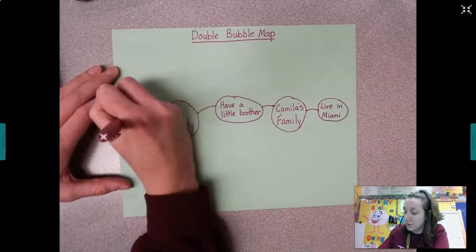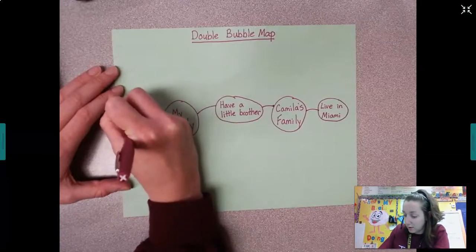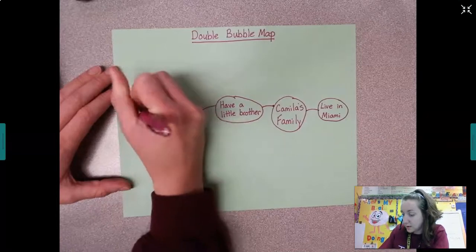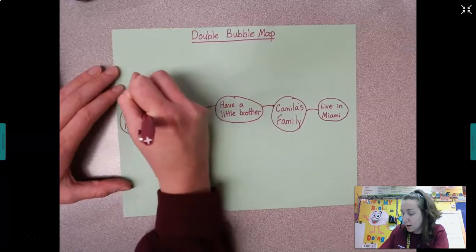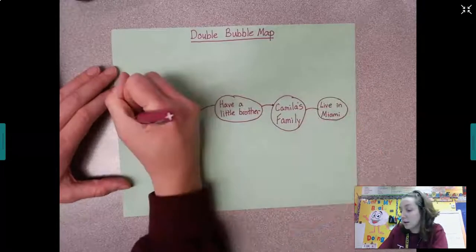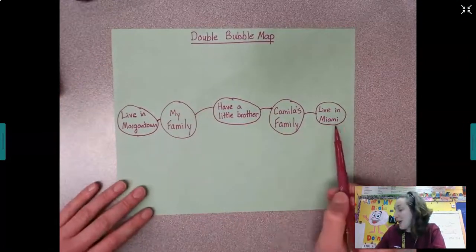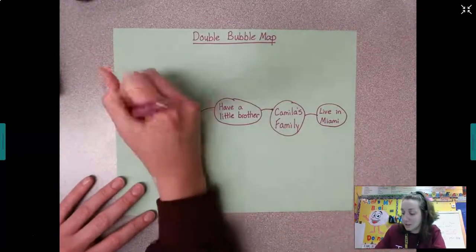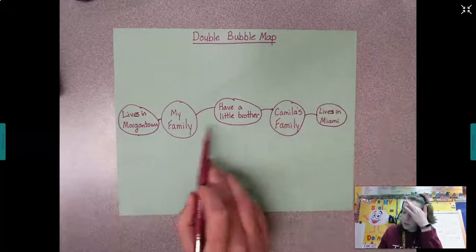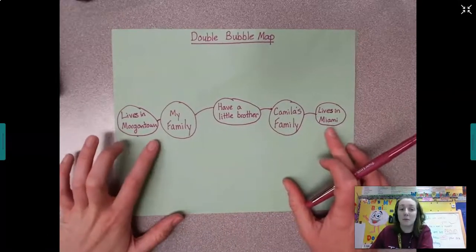And then on my side, I would say that I live in Morgantown, because I live in Morgantown. And I'm going to circle that and connect it just to me and my family. I should say my family lives in Morgantown. So my family lives in Morgantown, because I live in Morgantown too, and then her family lives in Miami. So both of those families have a little brother, and then her family lives in Miami and my family lives in Morgantown.